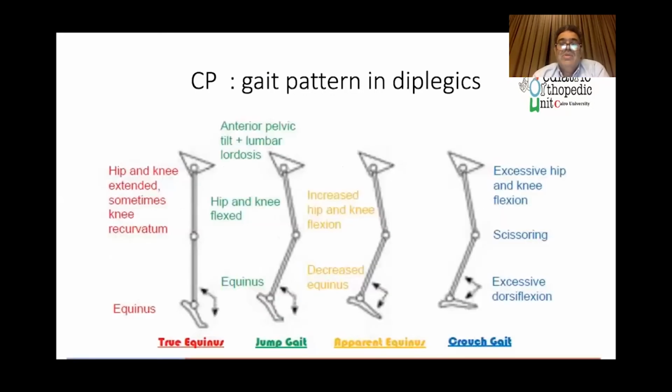Concerning the CP gait patterns, the true equinus is when you have only equinus of the foot. We have normal hip and knee. This is very rare in CP diplegics. The most common is the jumper gait, where you have equinus deformity at the ankle, flexion at the knee, flexion and abduction at the hip. The apparent equinus is the second most common.